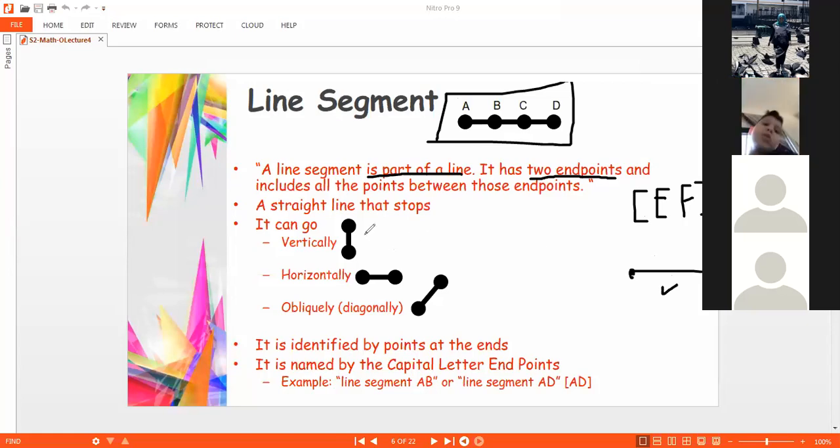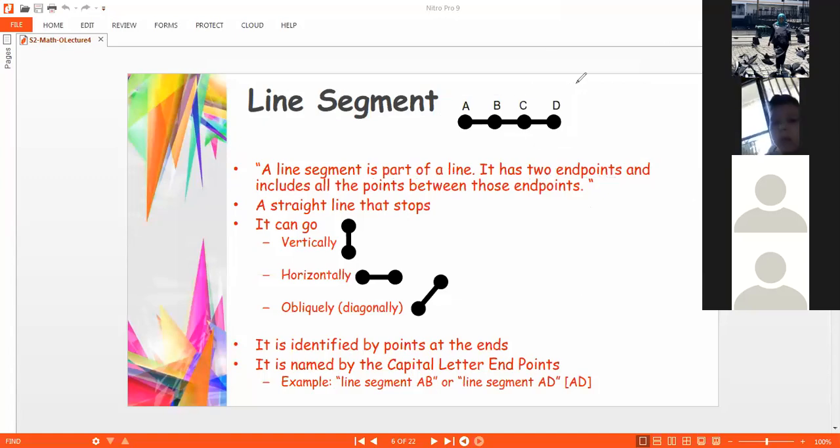Also, this is a segment. It can be like this. Vertically, this is a segment. Okay, also this is a segment. It can be oblique like this. This is a segment. It has a beginning and it has an end. Okay, is it clear? Yes. Great. Let us go for the third type.